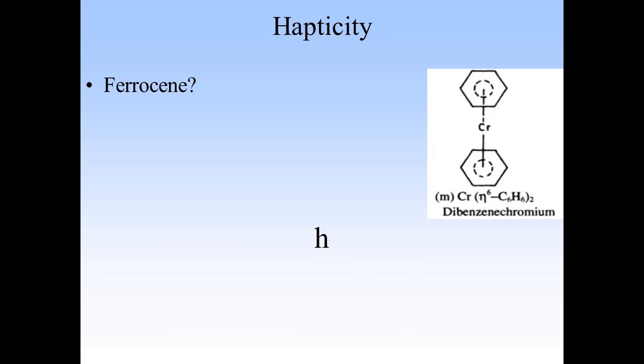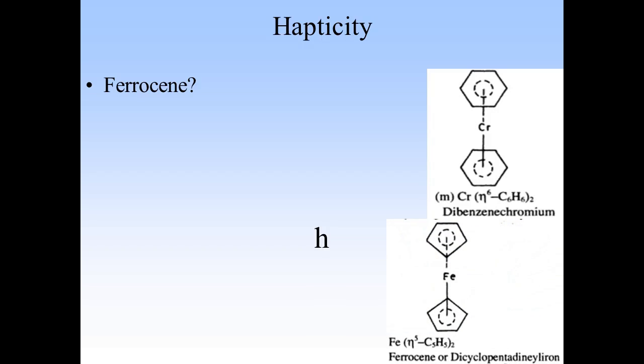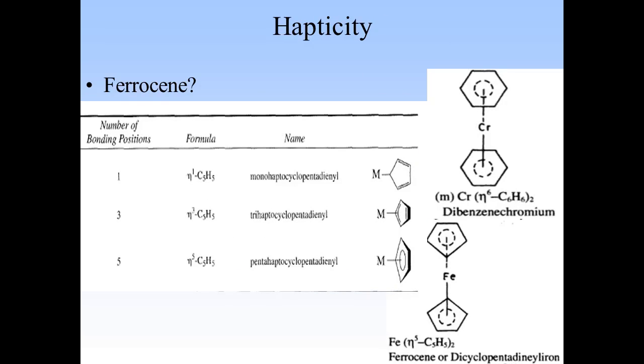are joined with chromium. And you have encountered ferrocene in our previous class. Here is the structure of ferrocene. Here there are 2 cyclopentadienyl rings present, and iron is present in between the 2 cyclopentadienyl rings. In the case of ferrocene, the hapticity is 5, that is eta 5, because all the 5 carbons of the cyclopentadienyl ring are attached to the iron.